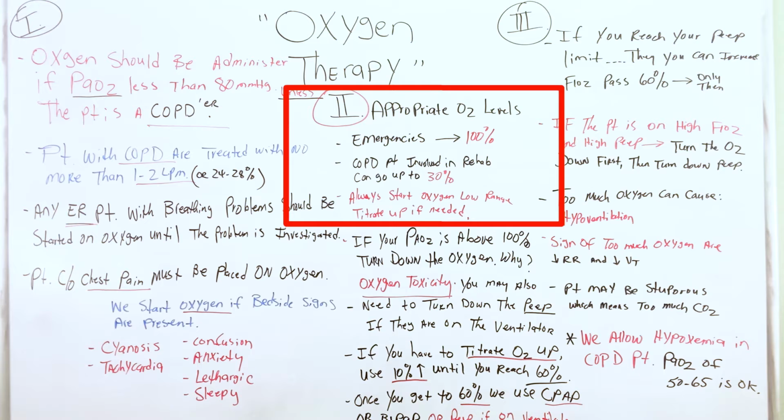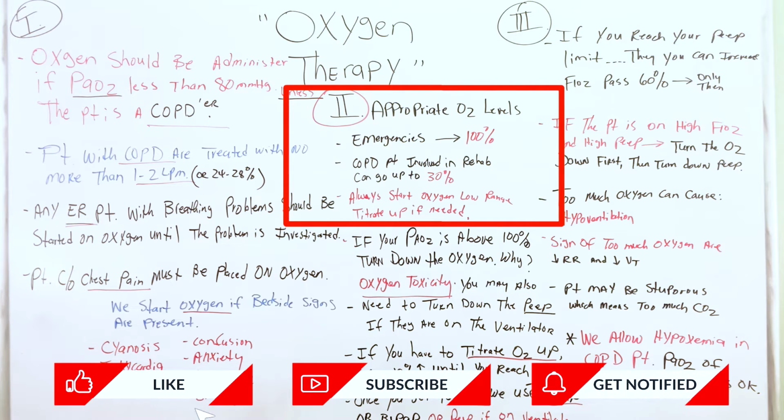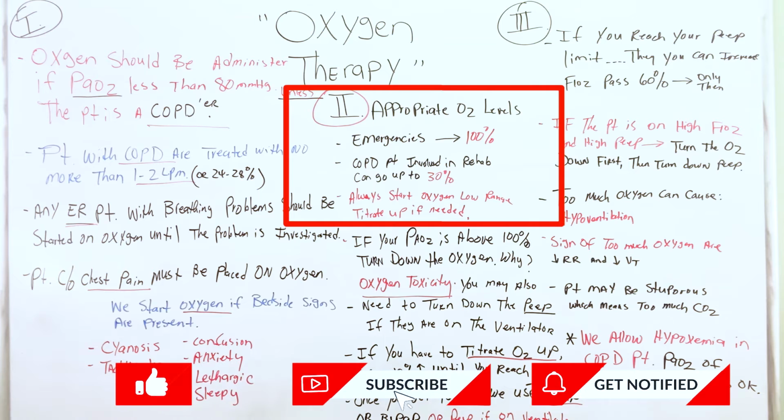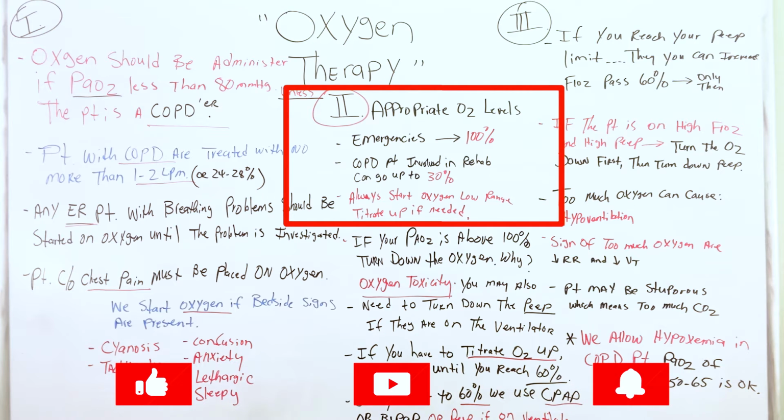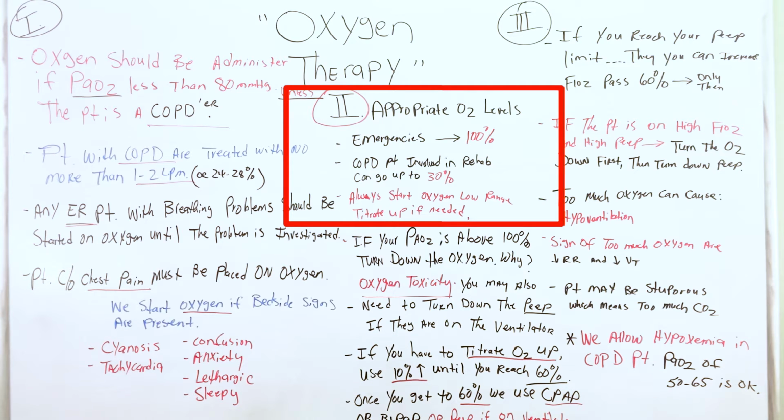All emergencies, you put your patient on 100%. COPD patients that are involved in some type of rehab program, you can go up to 30%. Now, this is one of the rules that you may not see often, okay? Because what do we say about COPD patients? You don't want to put them on no more than 24 to 28%. But in a supervised rehab program, you can go up to 30%, but only during that situation.